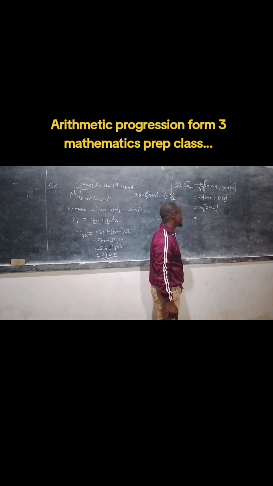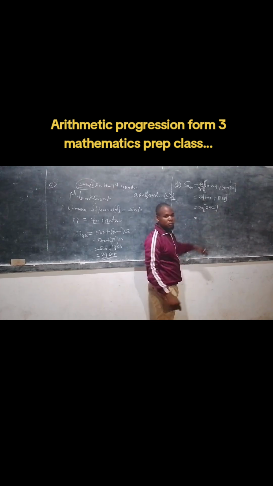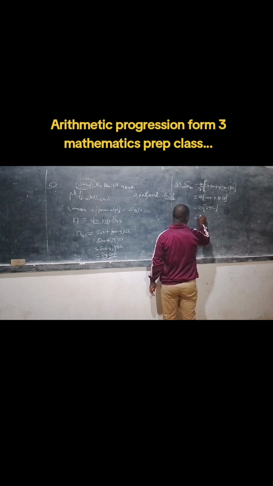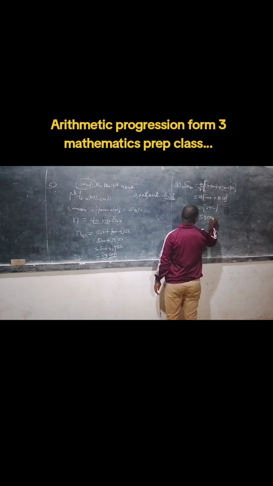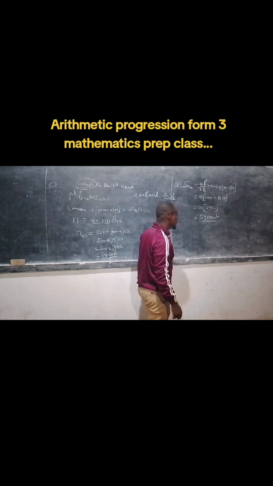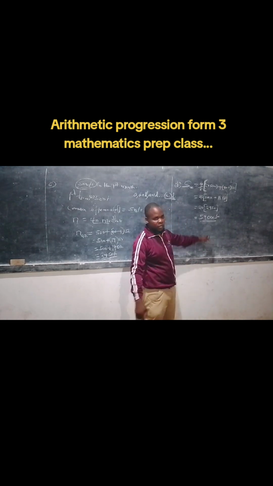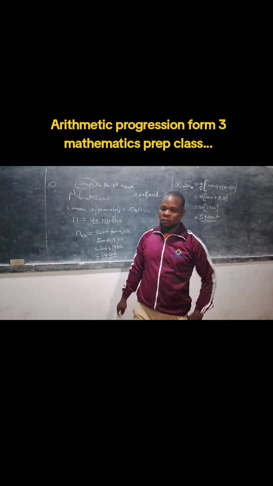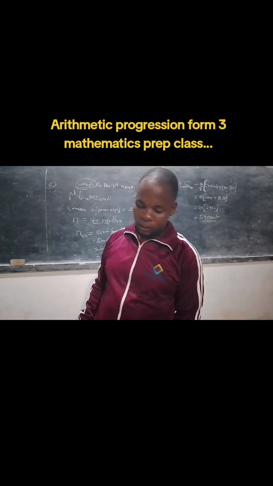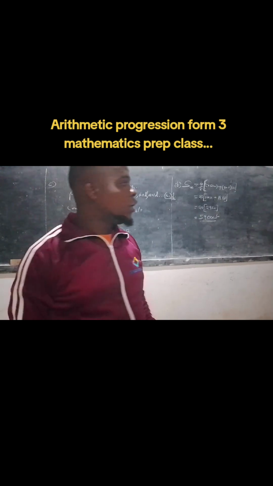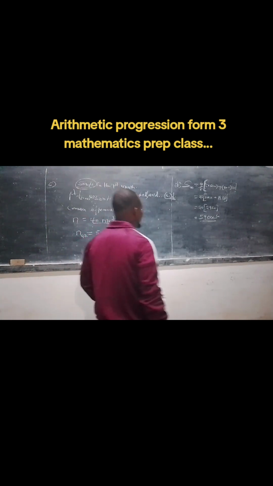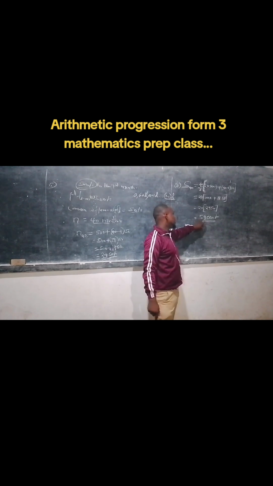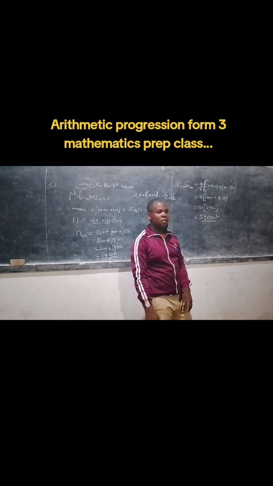Therefore, multiply them. What do you get? 59,000. Are we together up to there? So at the end of 40 months, Amina had 59,000 in her account.